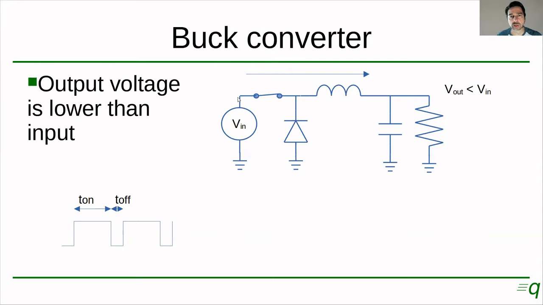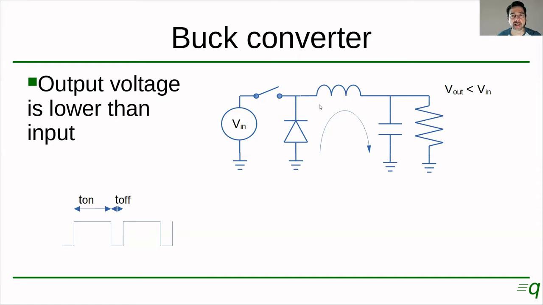So how does this work? Well, when the switch closes, we have some current flowing through this inductor and charging the capacitor, and some of it flowing through the load, okay? When the switch opens, whatever current was flowing through the inductor will keep flowing through it, right? Because remember, inductors act as current sources, so they oppose changes in their current. So for a little while, they will work as current sources.